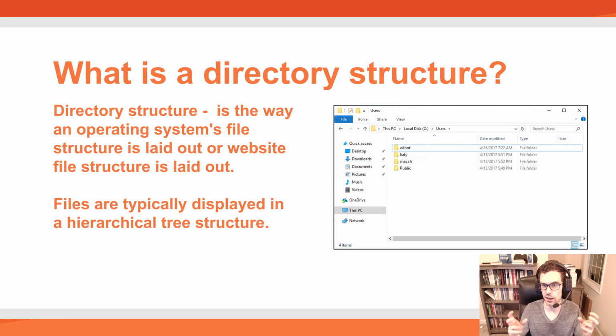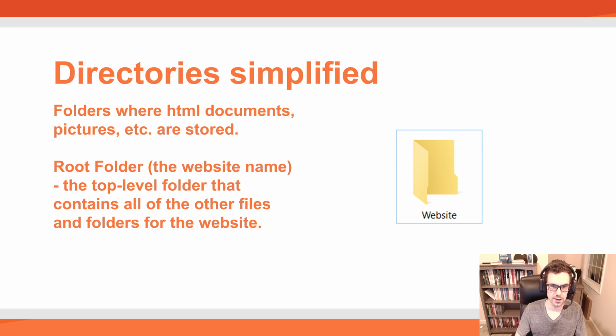It keeps everything organized so we can find things, and also so that things can talk to each other. And websites are no different. They have directories as well, so that everything can be linked together. Files are typically displayed in a hierarchical tree structure. And so, to be simple about it, the folders are where HTML documents are stored, pictures are stored, videos are stored, all sorts of files that are assets for the website.